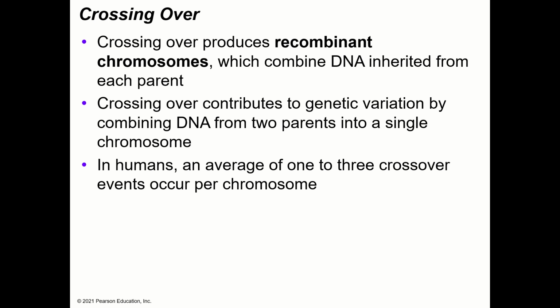During crossing over produces recombinant chromosomes, which combine DNA inherited from each parent. Crossing over contributes to genetic variation by combining DNA from two parents into a single chromosome. In humans, an average of 1 to 3 crossover events occur per chromosome, which is amazing for how much DNA is involved.